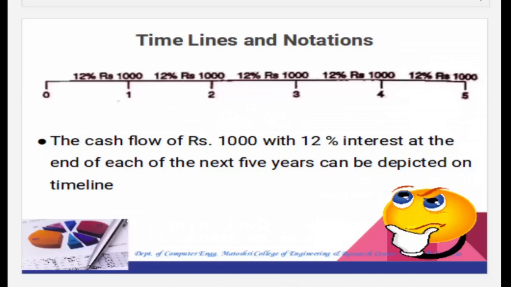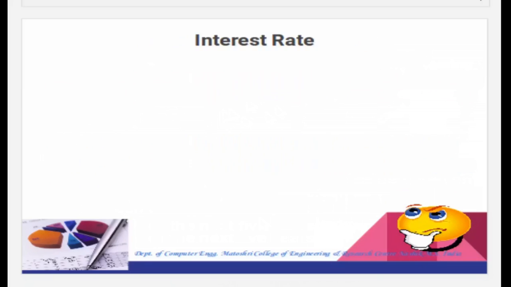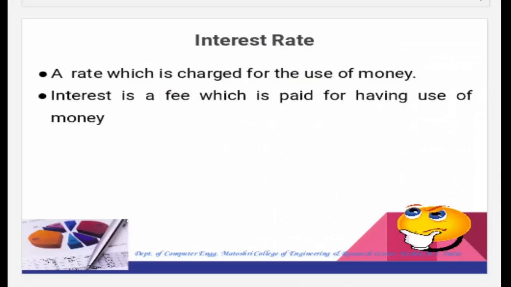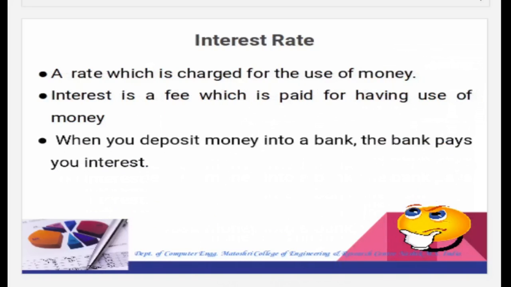Next, we will see interest rate. It is a rate which is charged or paid for the use of money. An interest rate is often expressed as an annual percentage of the principal. When you deposit money, the bank pays you interest. Suppose you borrow money from the bank, you have to pay interest to the bank. Then the question arises, how to calculate the interest?